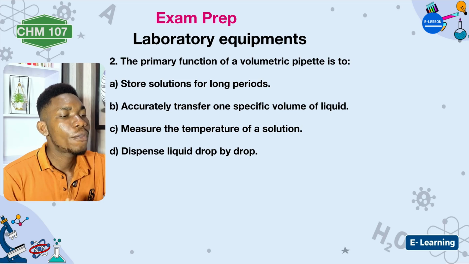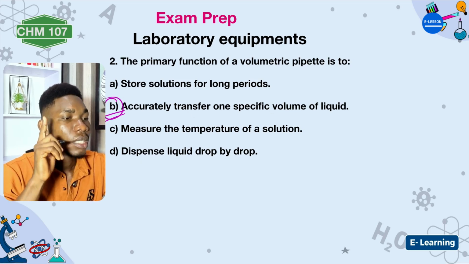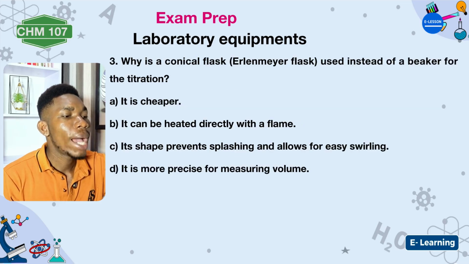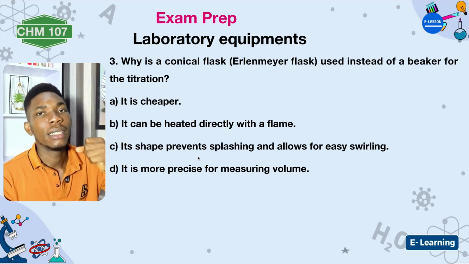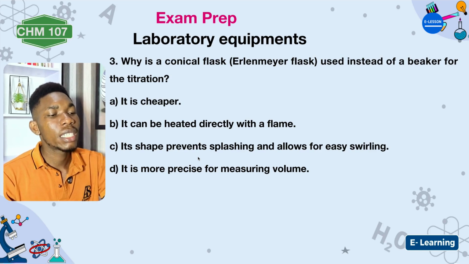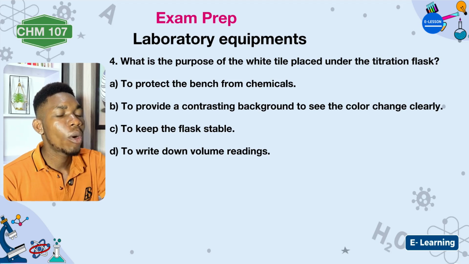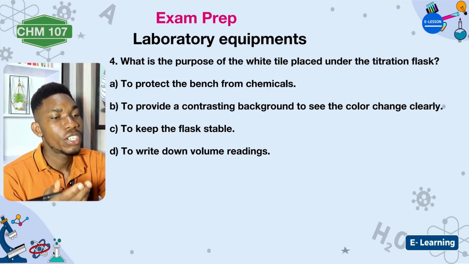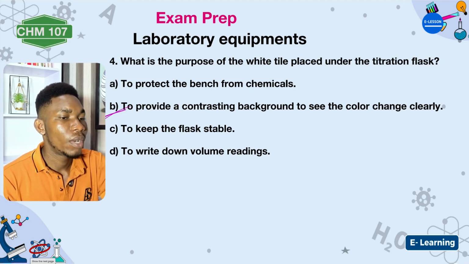All right. The primary function of a volumetric pipette is to do what? Accurately transfer one specific volume of liquid, just one specific volume. It's what you use pipette for. All right. Why is conical flask used instead of a beaker for titration? Its shape prevents splashing and allows for easy swirling. Is that okay? So that is that. What is the purpose of the white tile placed under titration flask? We say to provide a contrasting background to see the color change clearly.